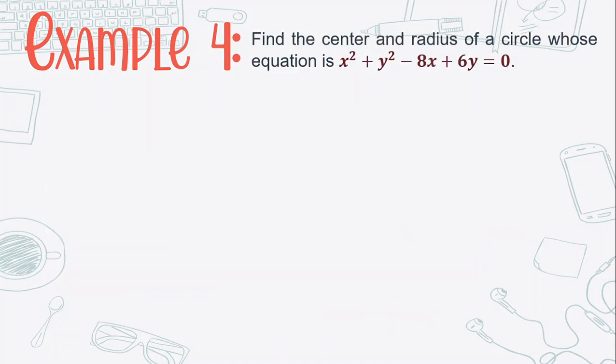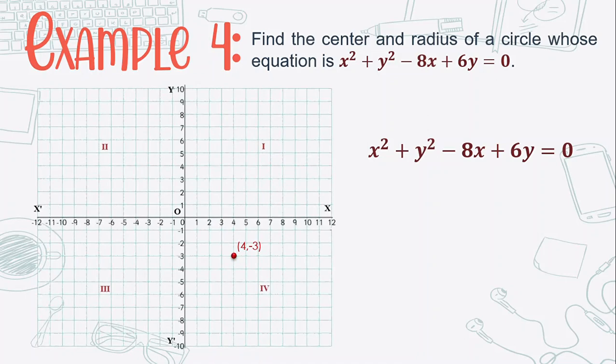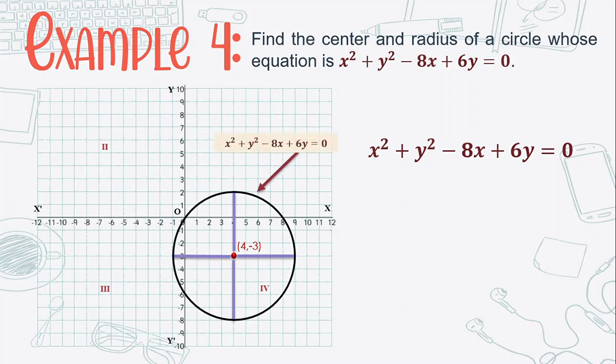Now that we know the center and the radius of the given circle, we can now graph it. Again, our center is at (4, -3), and our radius is 5. So we move 5 units upward, 5 units downward, 5 units to the right, and 5 units to the left. Again, let's connect all the endpoints. That is the graph for x^2 + y^2 - 8x + 6y = 0.